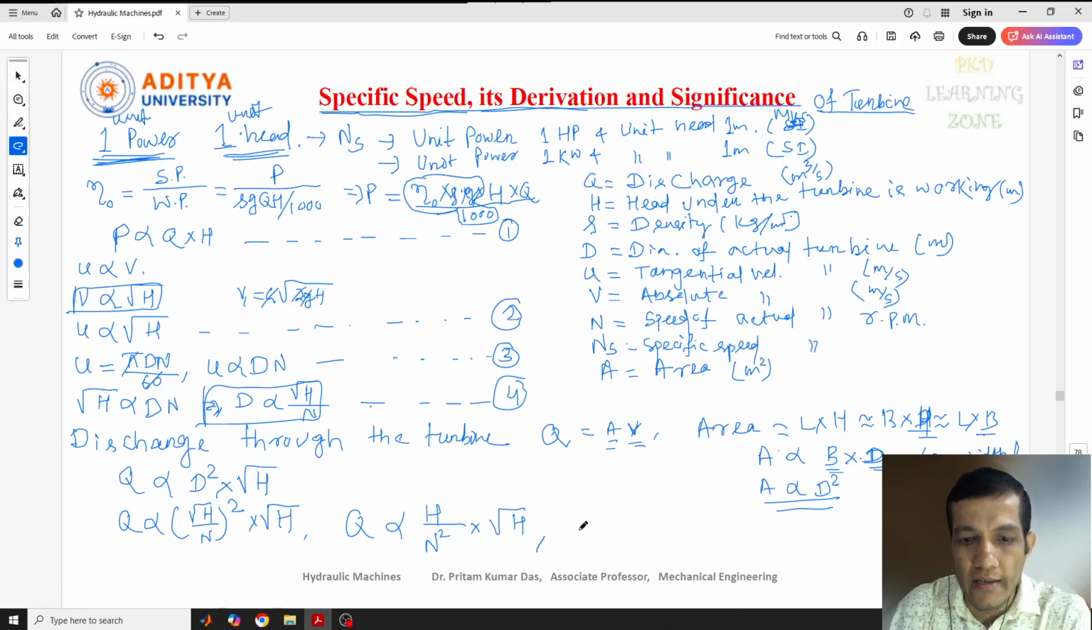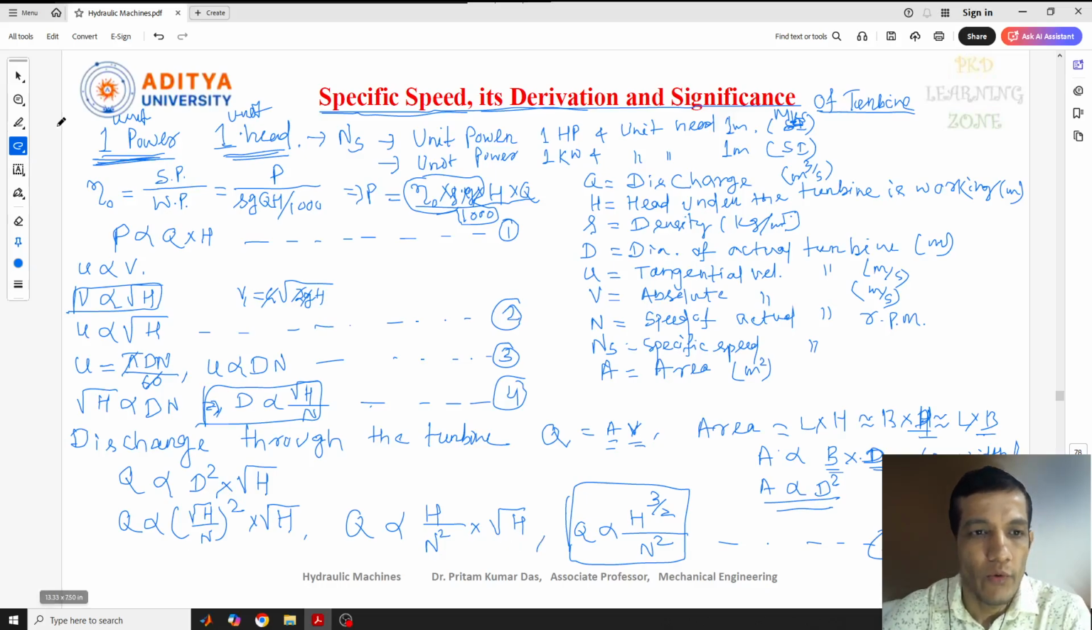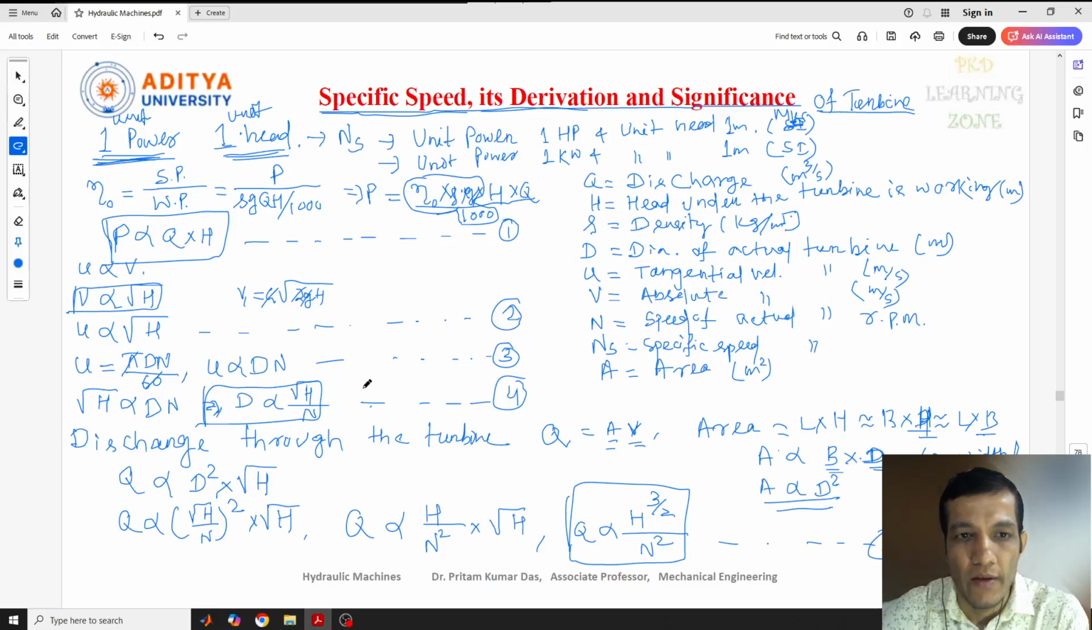And again I can write Q is directly proportional to H, and this is root over H, H to the power 1 by 2. If I multiply, that means the powers will be added. So 1 plus 1 by 2 will be 3 by 2. So we can write H to the power 3 by 2 divided by N square. This is our equation number, suppose, 5. This is our Q. Now what we'll do, initially you have seen one equation, P is directly proportional to Q into H. We got the value of Q, and our H is there, so we'll put the value here.